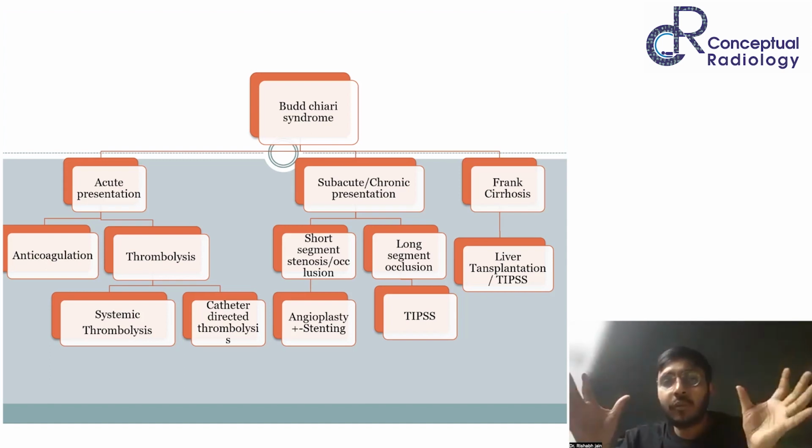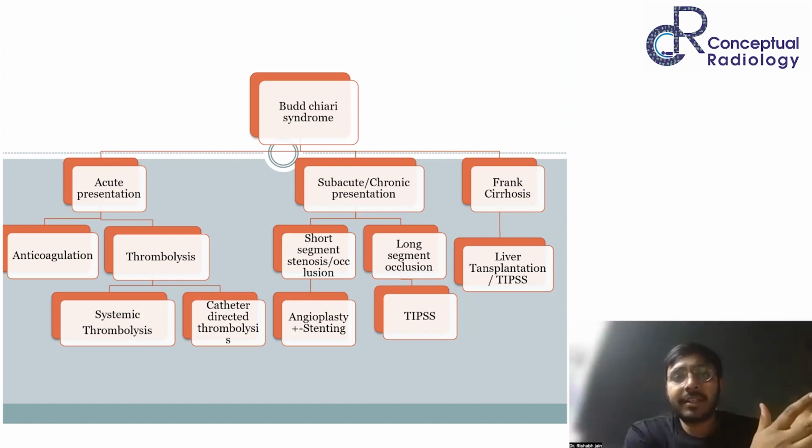So I hope this brief overview is clear. Acute presentation: thrombolysis or anticoagulation, or catheter-directed thrombolysis. In subacute or chronic presentation, we will see the length of the stenosis. If it's a short segment stenosis, we might as well do an angioplasty or stenting, but if it's a long segment stenosis, we can't do an angioplasty because there is no healthy vein left. Then our only option is to do a TIPS.